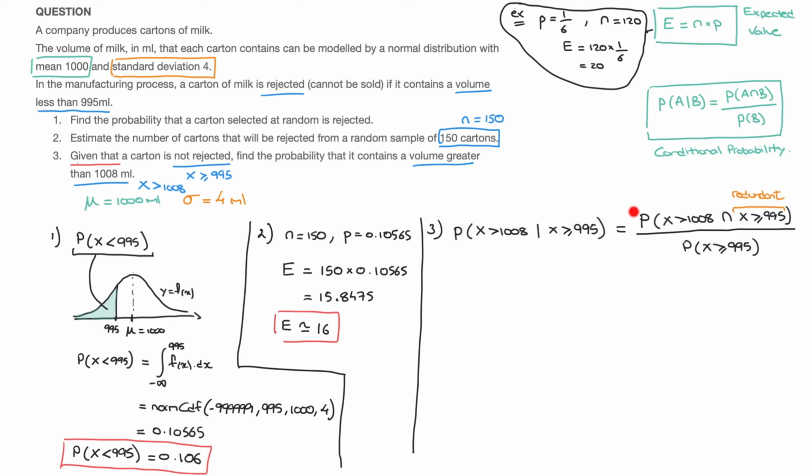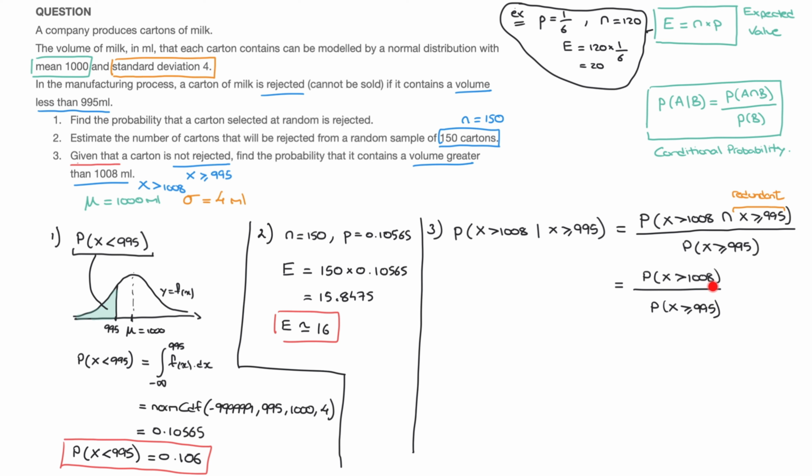And consequently, this entire probability on the numerator reduces to the probability that X be greater than 1008. Since if it's greater than 1008, it's an absolute certainty that it will be greater than or equal to 995. And as a result of that, we can go ahead and state that this is equal to the probability that X be greater than 1008 over the probability that X be greater than or equal to 995. Okay, all we need to figure out now are the values of these two probabilities.